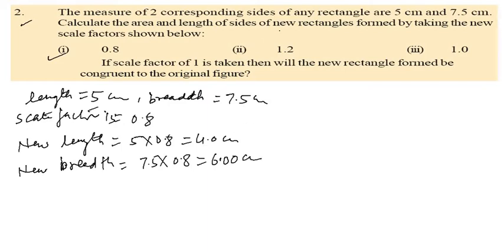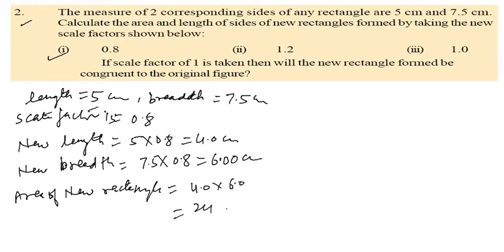You can see here the new rectangle formed by taking the new scale. So let us see here area. Area of new rectangle is equal to length into breadth. So we can write here 4.0 into 6.0. It is 24 centimeter square. So that will be your answer.